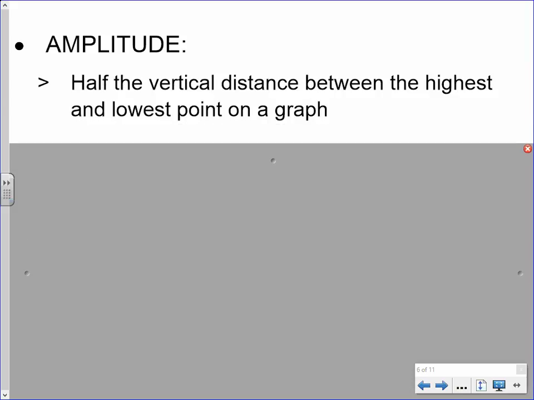Now, the amplitude is only half of the vertical distance. So if we take the highest point and the lowest point and we count up that distance, if we cut it in half, that is our amplitude. When we draw these graphs, we're going to start kind of from the middle. We're going to go up the amplitude and we're going to go down the amplitude to make our full wave.